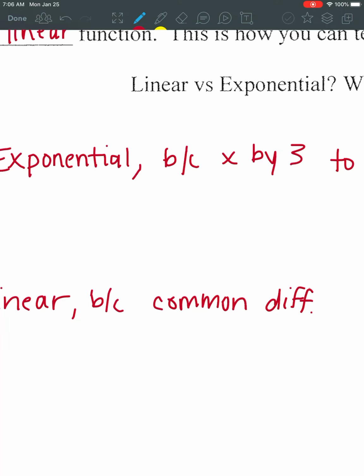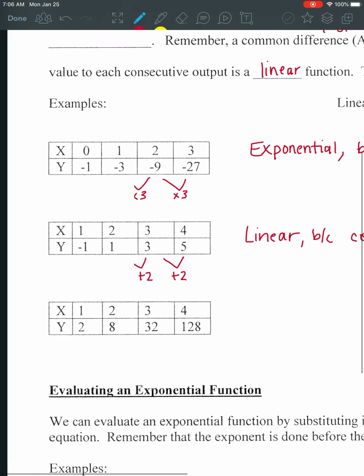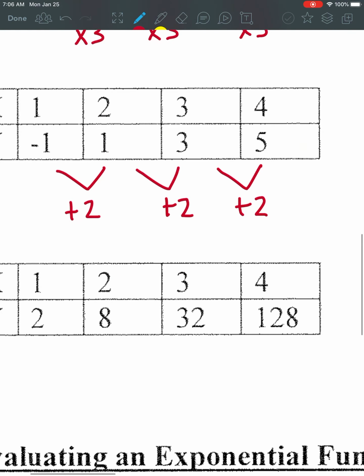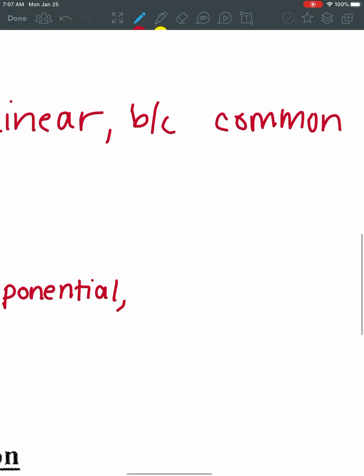because there is a common difference of +2. And last one, we can see our y values are increasing pretty fast. So times 4, times 4, times 4. So this is an exponential function again, because we have a common ratio.